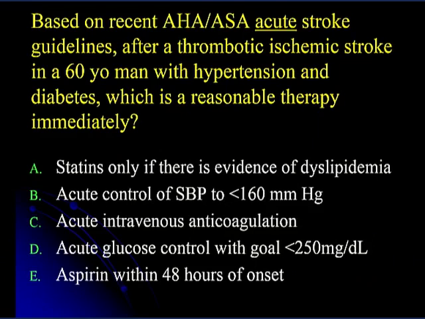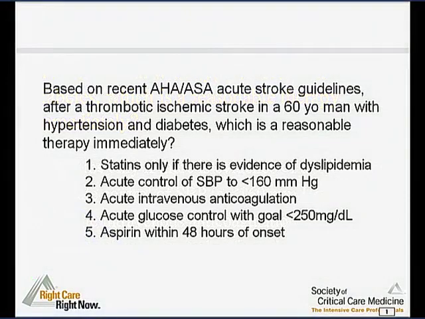So based on the acute stroke guidelines, after a thrombotic ischemic stroke in a 60-year-old man with hypertension and diabetes, which is the reasonable therapy immediately? Statins only if there's evidence of dyslipidemia. Acute control of systolic blood pressure less than 160. Acute IV anticoagulation. Acute glucose control with a goal of less than 250. And aspirin within 48 hours.